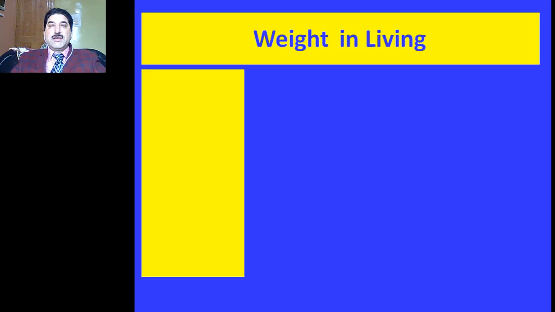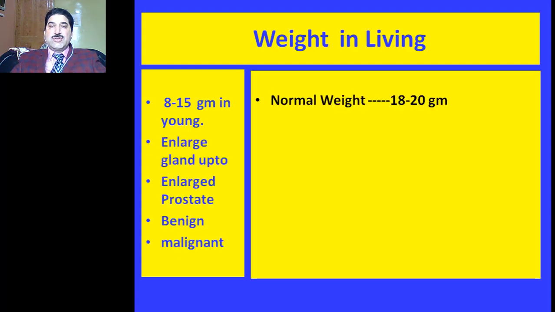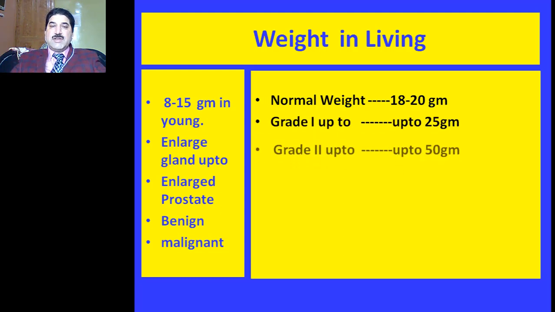Weight in living. In this class, I want to clear some doubts about the prostate. We say the weight of the prostate is 15 grams. This is the anatomical weight of the prostate. The prostate in the living is 18 to 20 grams. As already said, the prostate can enlarge in benign and malignant conditions, so its weight increases and it can go up to 150 grams. We can detect the weight of the prostate by using ultrasonography in living anatomy, and we divide the enlarged prostate into various grades depending on its weight.